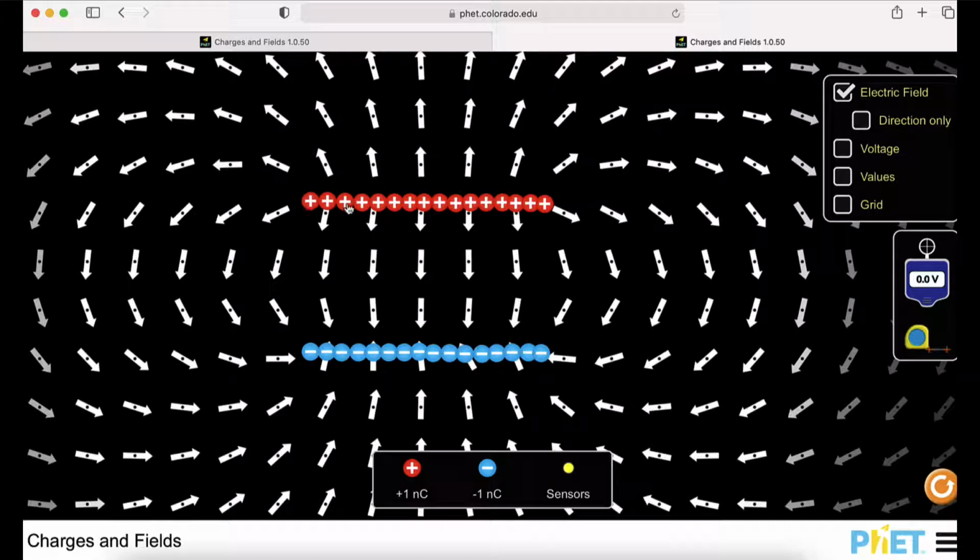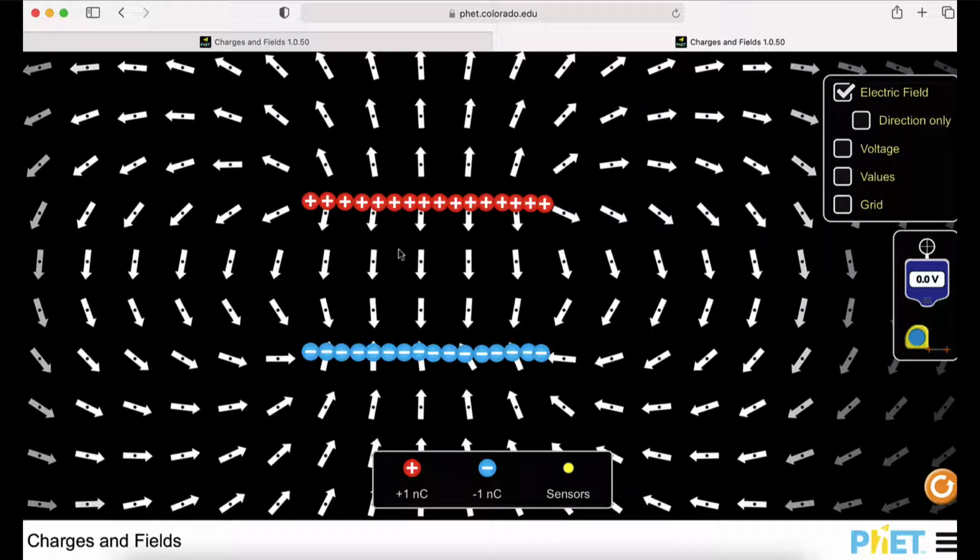Now I've put a bunch of positive charges in a row and a bunch of negative charges in a row to try and replicate a parallel plate capacitor where I have a positive plate and a negative plate. And you can see that the field arrows point basically straight down in parallel lines from top to bottom. And at the edges here, they curve, and as we go farther out, they curve more. But we have effectively a uniform field.